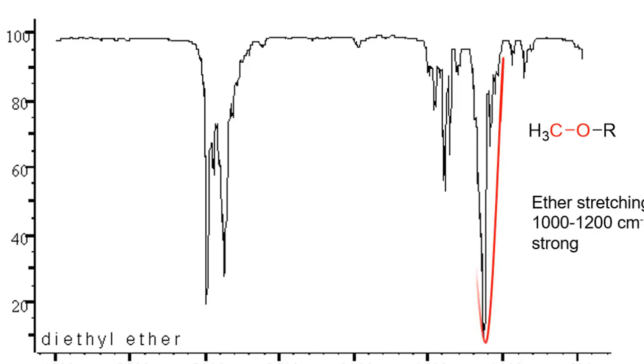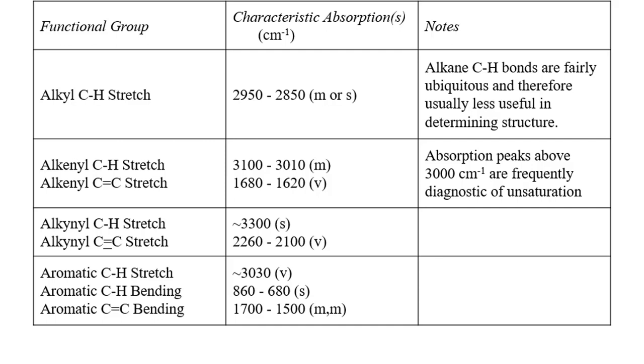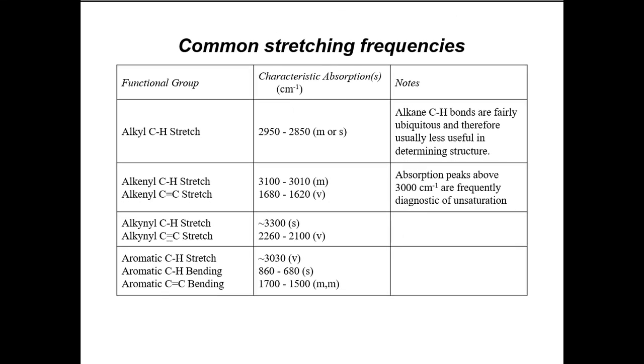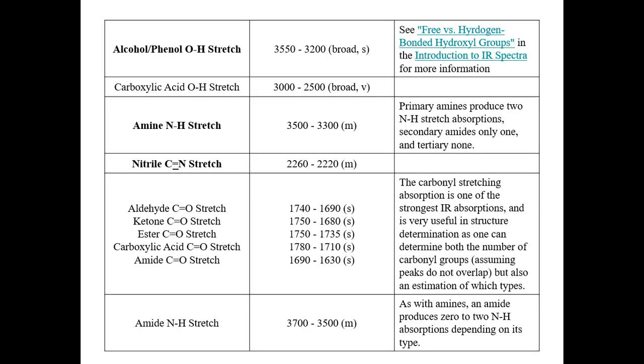Ethers have a really strong stretch between 1,000 and 1,200, and that's your CO single bond stretch. Here again, if you want to take a screenshot of the charts or write the values down, you can. But infrared is a very important tool in the analytical toolbox of an organic chemist, because it tells you what functional groups are present. And here's the rest of that list with alcohols, amines, nitriles, and so on and so forth. Feel free to pause the video if you want to write down some of these values.